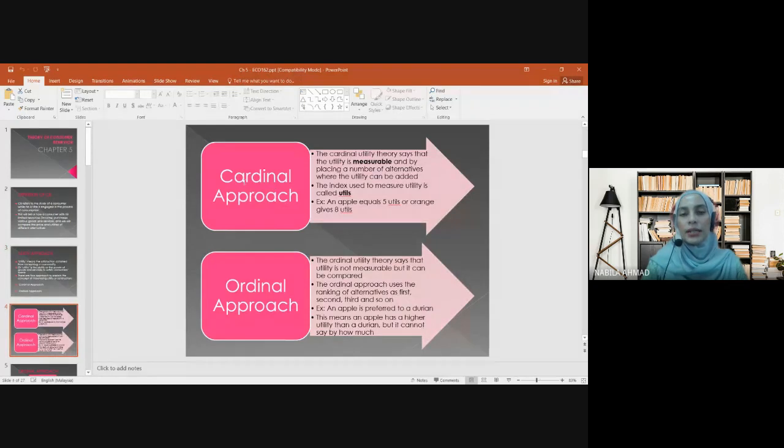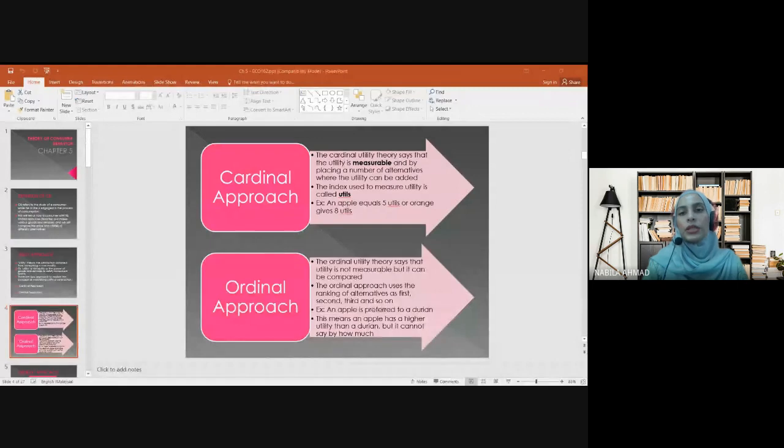Okay, so what is cardinal approach? The cardinal utility theory says that the utility is measurable and by placing a number of alternatives where the utility can be added. So maksudnya di sini, kalau guna cardinal approach, mengatakan bahawa satisfaction itu kita boleh kira, kita boleh letak number. Okay, so we can measure the utility, we can measure the satisfaction. The index used to measure utility is called utils.